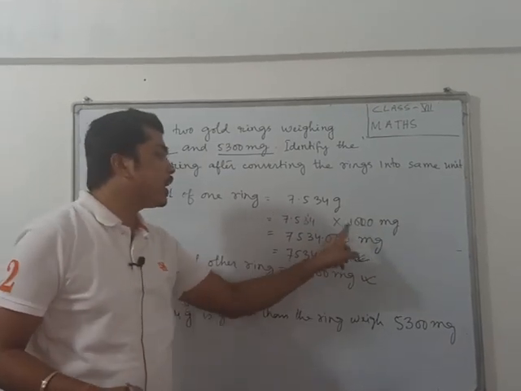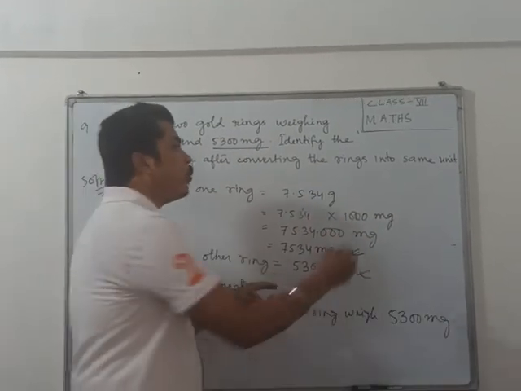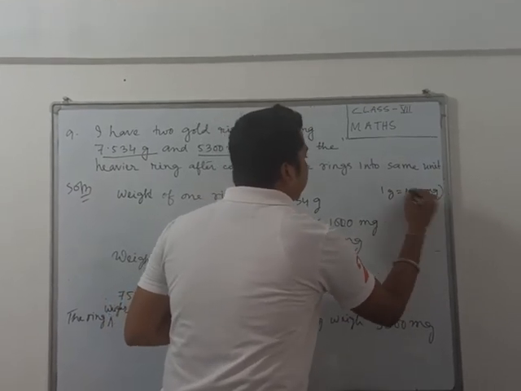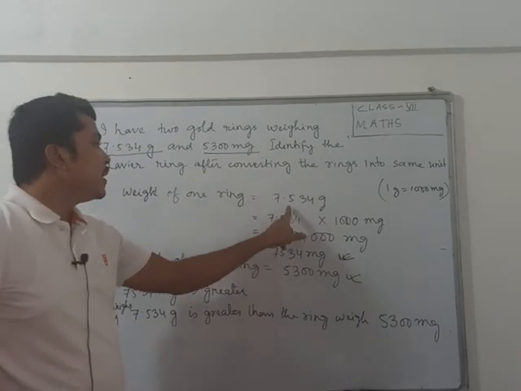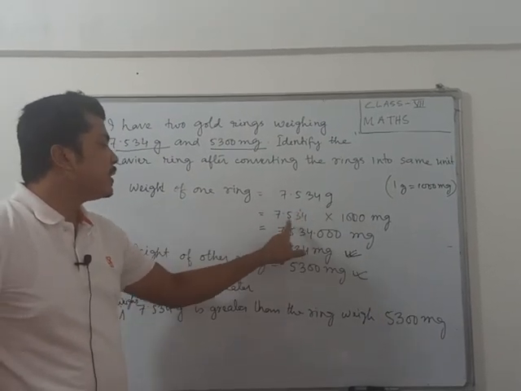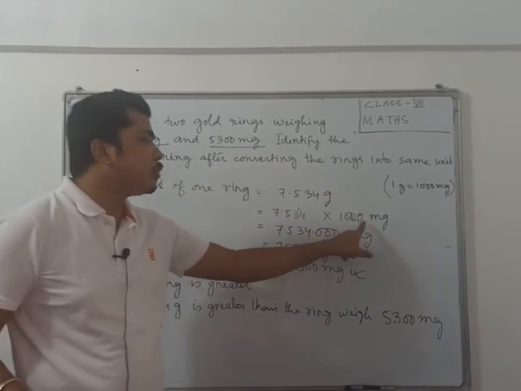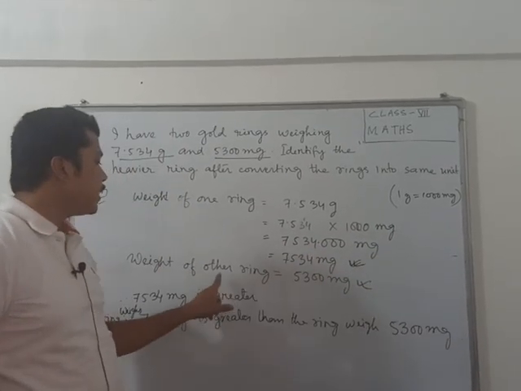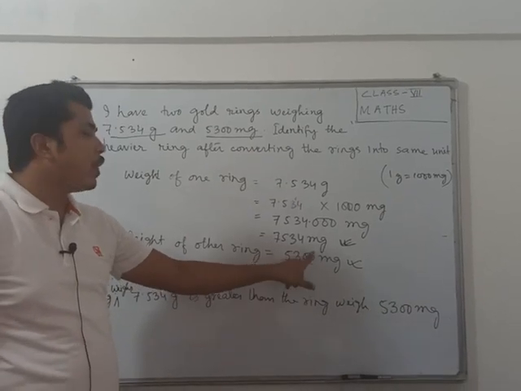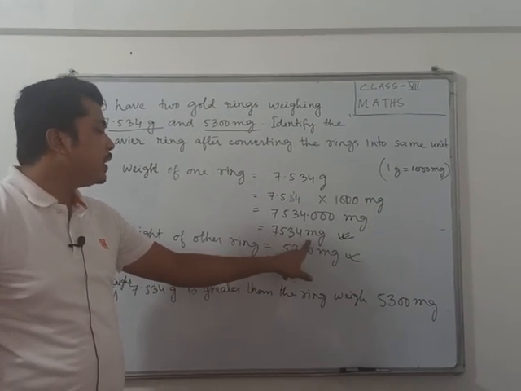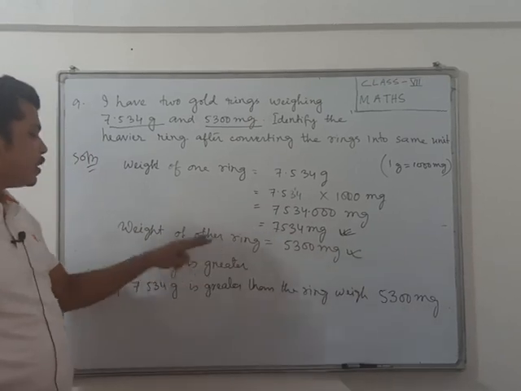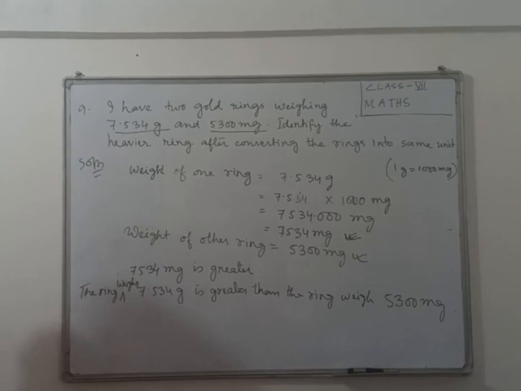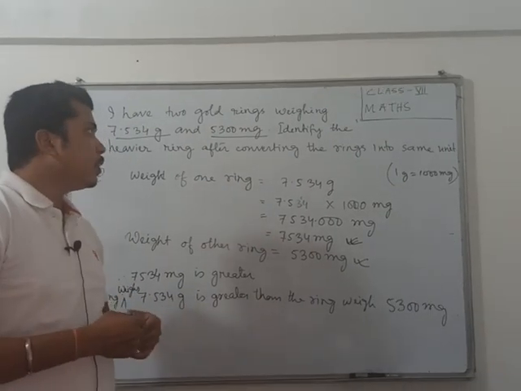So dear student, how we have done this? Because we know 1 gram equal to 1000 milligram. So we can write it directly here: 7.534 gram means 7.534 into 1000 milligram. Like this we have converted it into milligram, and other ring is already in milligram. Now after comparing these two, we found that this is greater than this. Okay, so in this way we have written our statement. I hope this exercise is clear to you.